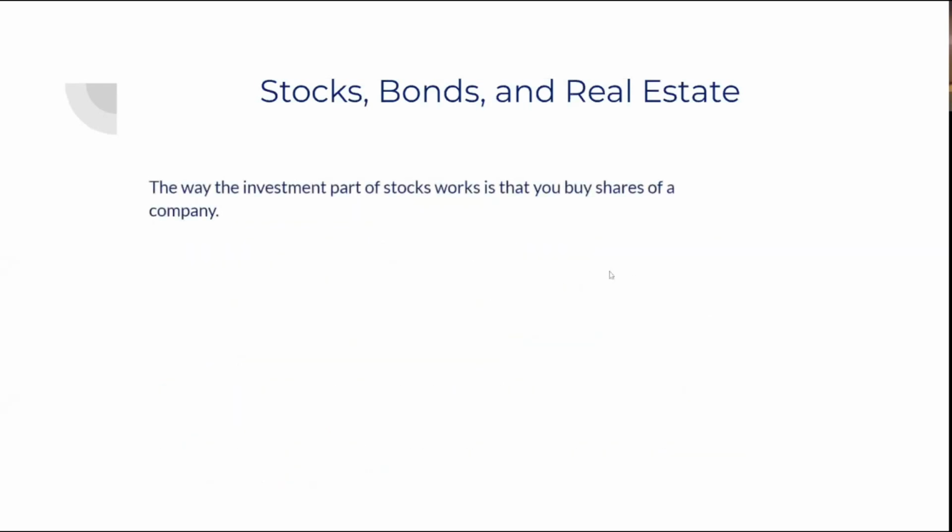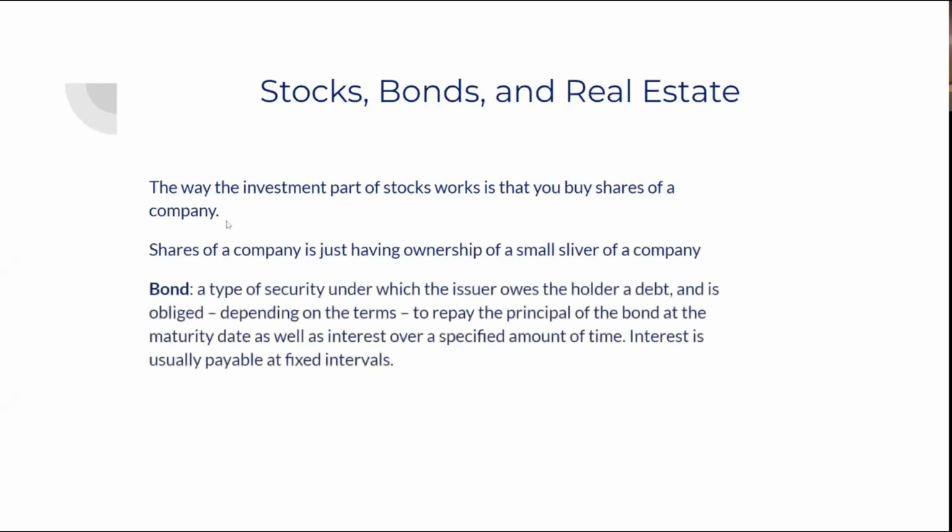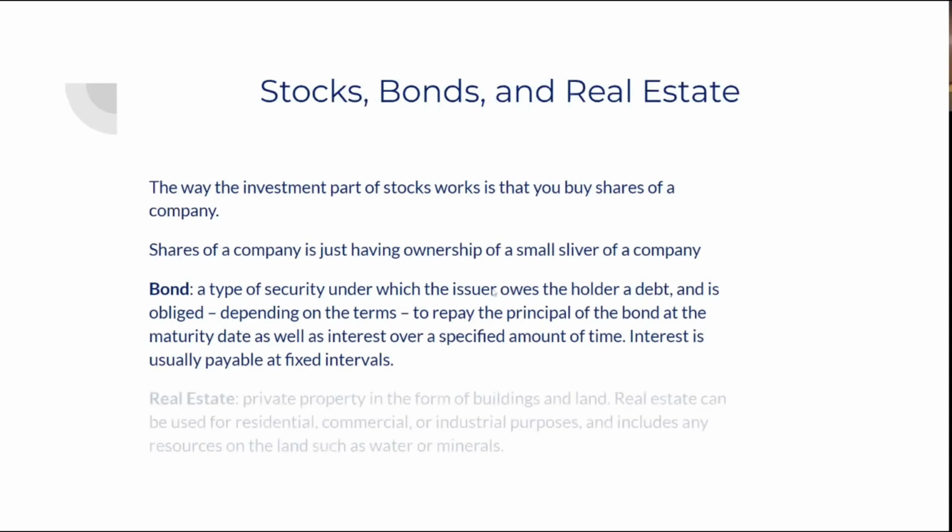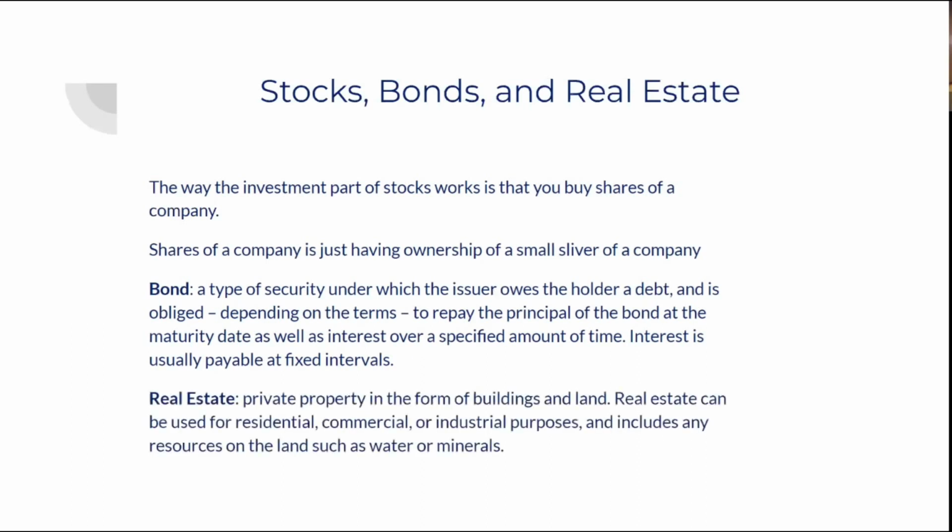So the way the investment part of stocks works is that you buy shares of a company. Shares of a company is just having ownership of a small sliver of a company. A bond is a type of security under which the issuer, which can be the government or a company, owes the holder debt and is obliged, depending on the terms, to repay the principal of the bond, which is how much they borrowed, at the maturity date, which is just when they have to pay it back, as well as interest over a specified amount of time. Interest is usually payable at fixed intervals. That means like once every month or twice a week, that kind of thing.